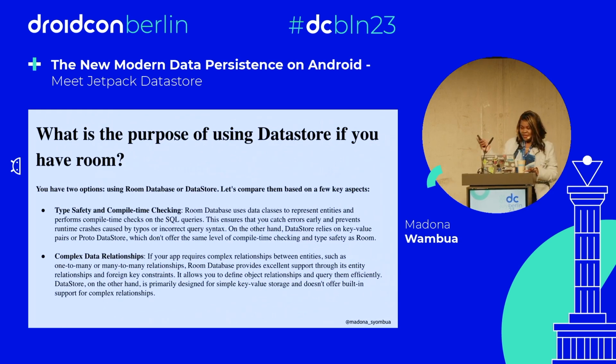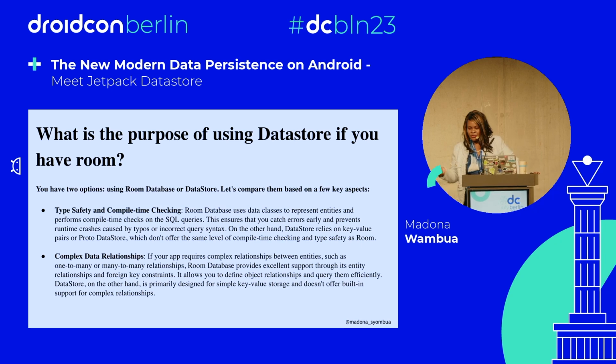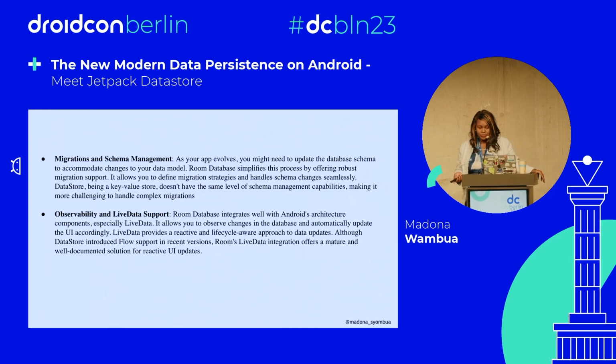And I know this is a big slide. So I wanted to definitely just have this here for people that like to read, because I felt like this is important just to give what is the purpose of using data. So if you have Room, and that's it. Type safety and compile time error. And as you can see there, Room database uses classes to represent entities and perform compile time checks on the SQL queries. And then you have complex data relationships. And then here also you can have migration and schema management, observability, and live data support. So there are many advantages of using that.